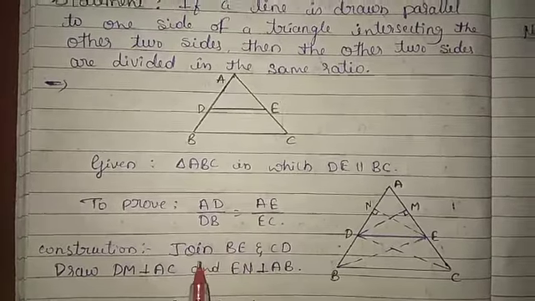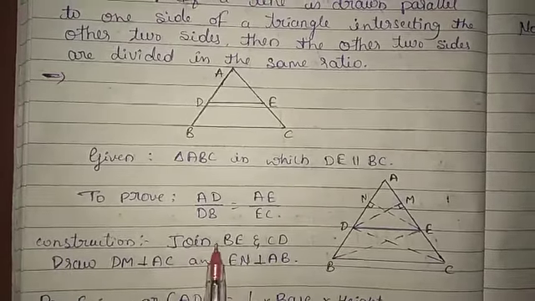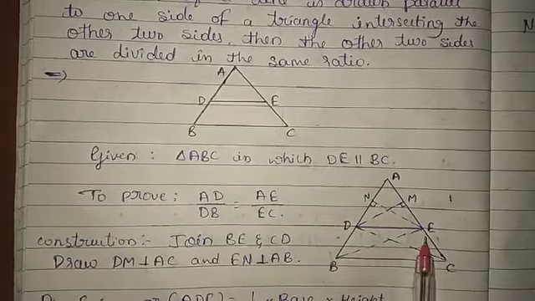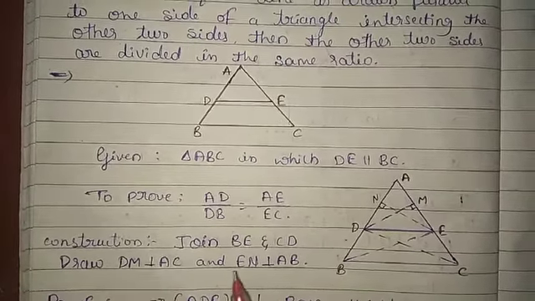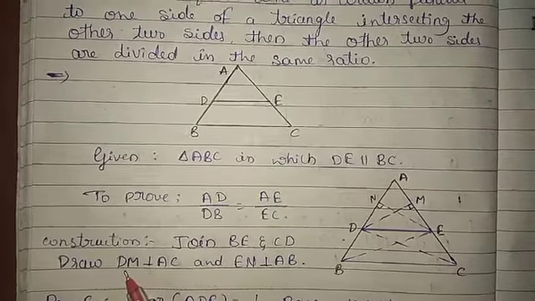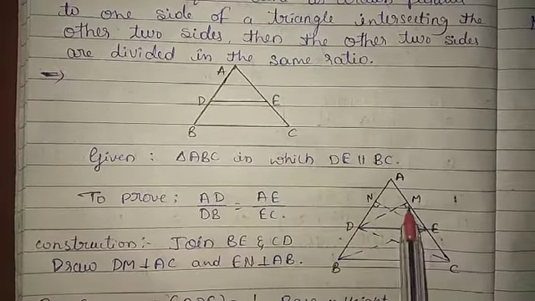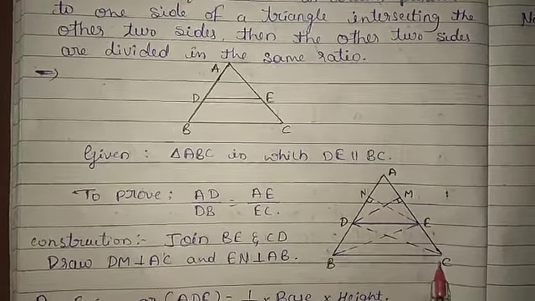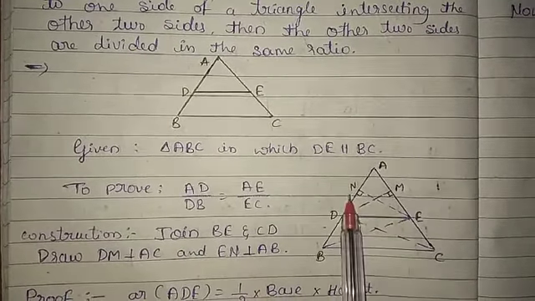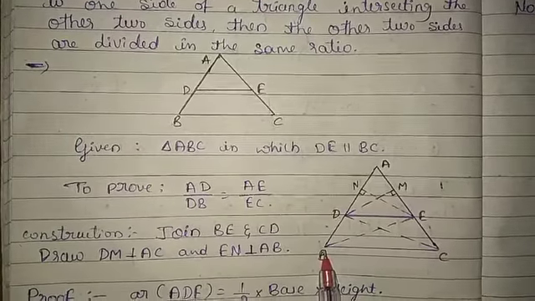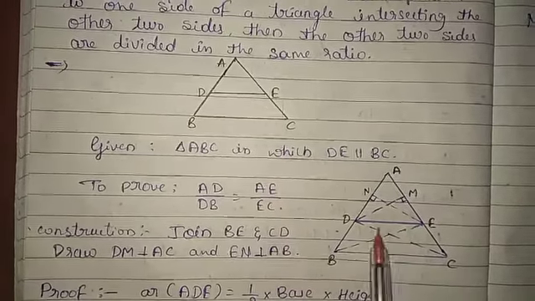For that, construct some lines, the help lines. Join BE and CD. Draw line DM perpendicular to AC. And also draw EN perpendicular to AB. This is our construction. These lines are help lines for the proof.